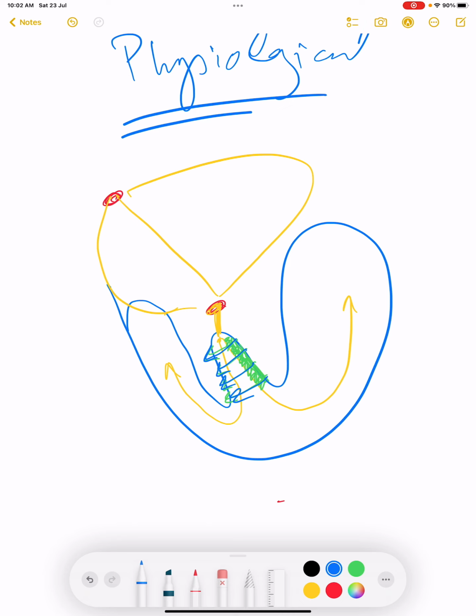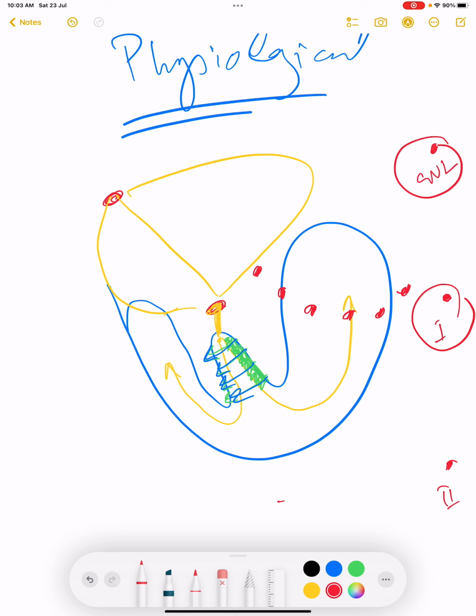So when it is from left to right, in the lateral leads, which are lead 1 and lead AVL, these are lateral leads. Similarly, V1, V2, V3, V4, V5, V6 are the chest leads. So V5, V6, and lead 1 and AVL, in these lateral leads we can see a negative deflection.